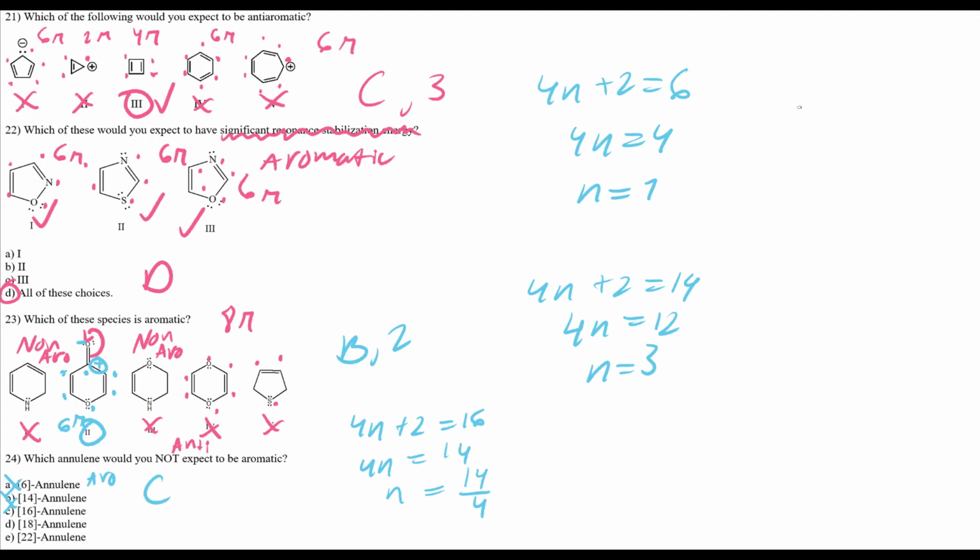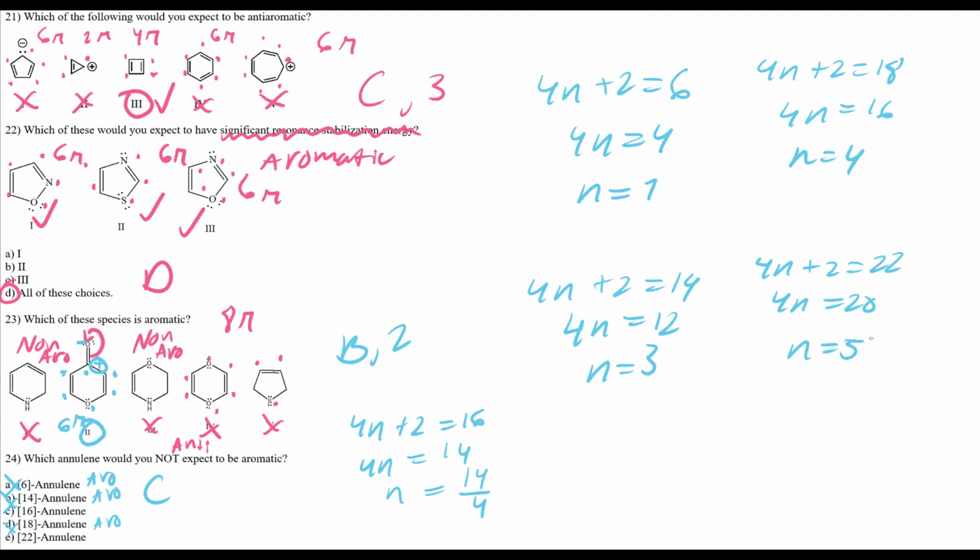What about D? Well, we have 4n plus 2 is equal to 18. 4n is equal to 16. And n is equal to 4. That's a whole number, so we know that this is aro as well. And then finally 22. We have 4n plus 2 is equal to 22. 4n is equal to 20. n is therefore equal to 5. That's a whole number, therefore it is aromatic.